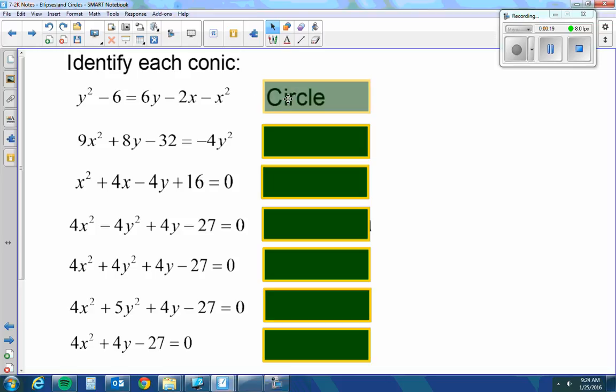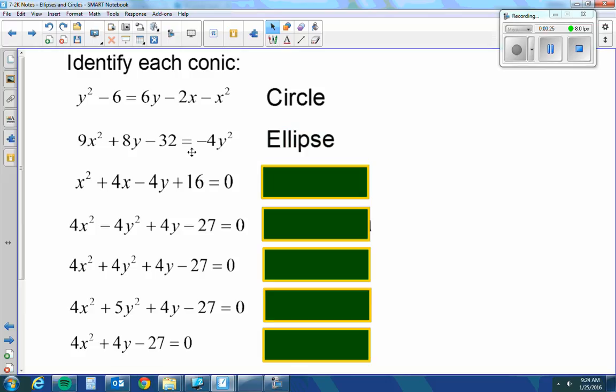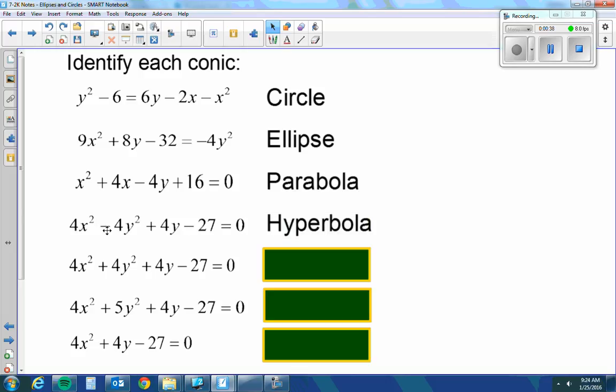What's the next one? Because it would become a plus 4y squared, and they're the same sign then, but not the same number, so yes, an ellipse. Next one? Parabola. You have x squared but not y squared, so it's a parabola. Next one? Hyperbola, which we haven't done yet, but you should know that's a hyperbola. Next one? Good.